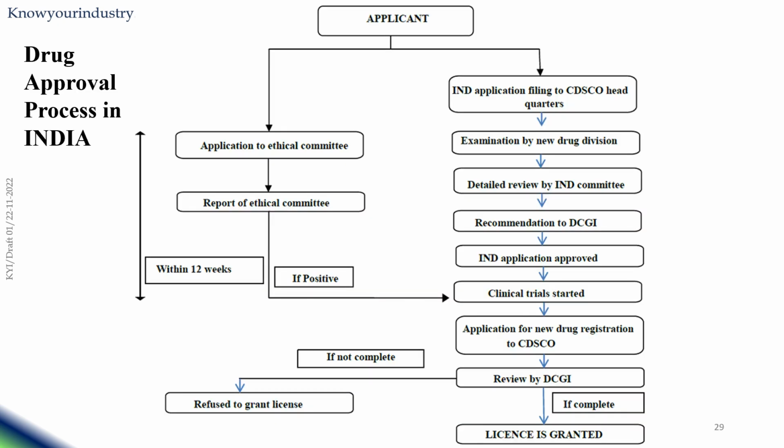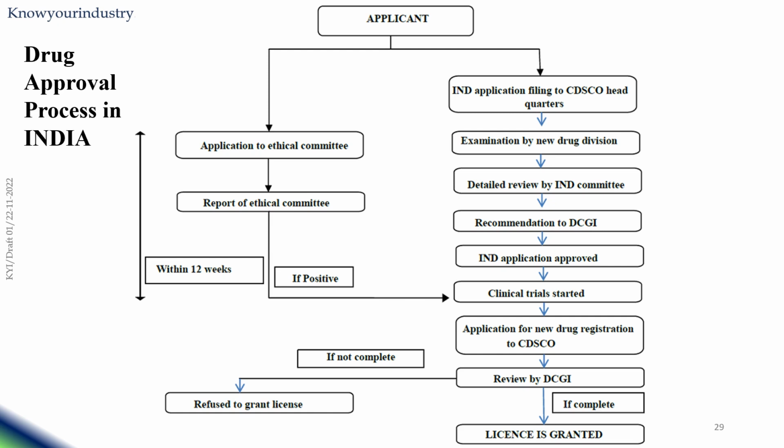This is the flow chart of drug approval process in India. The applicant goes with the IND application filing to the CDSO headquarters. Simultaneously, application goes to the ethical committee. After IND application filing, it goes for examination by the new drug division. Detailed review is done by the IND committee. Then recommendation to DCGI. Then IND application is approved. Then we start the clinical trial.